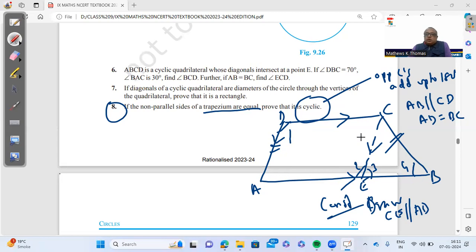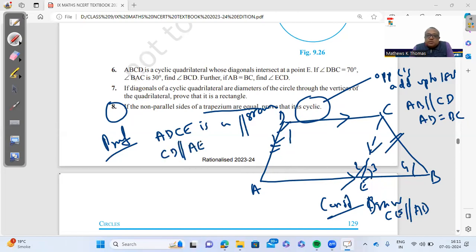Now, by drawing CE parallel to AD, actually what have we done? We've got ADCE is a parallelogram. Now, why is that a parallelogram? Because already CD and AB are parallel. CD is parallel to AB, that means CD will be parallel to AE as well. And AD is parallel to CE. Why are AD and CE parallel? By construction. This is given and this is by construction. So that is why we say this is a parallelogram.